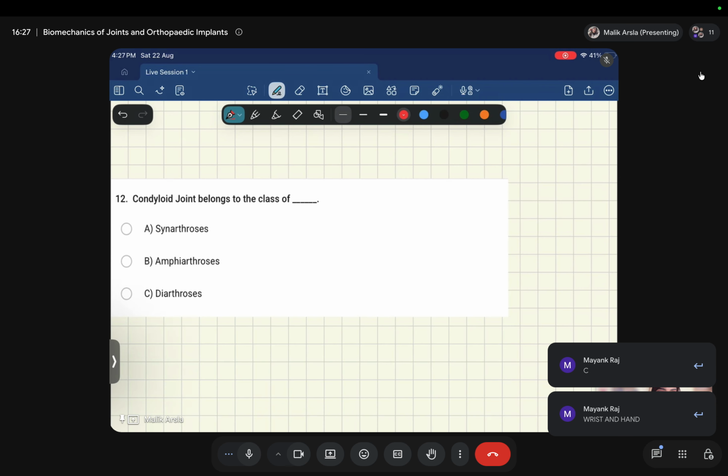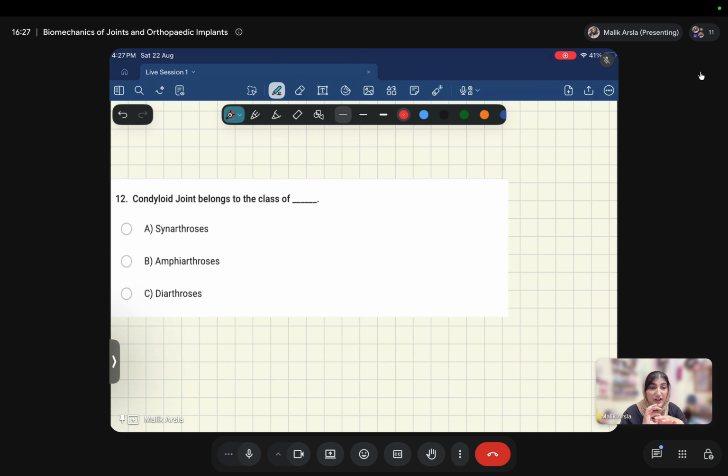So in the case of the wrist, hand, and even feet, between the fingers, the metacarpophalangeal joints, these are basically condyloid joints. The condyloid joint is also known as an ellipsoid joint. Just like the ball and socket, we have an elliptical cavity, and in that elliptical cavity another bone fits, like an oval. So the condyloid joint is also known as the ellipsoid joint.